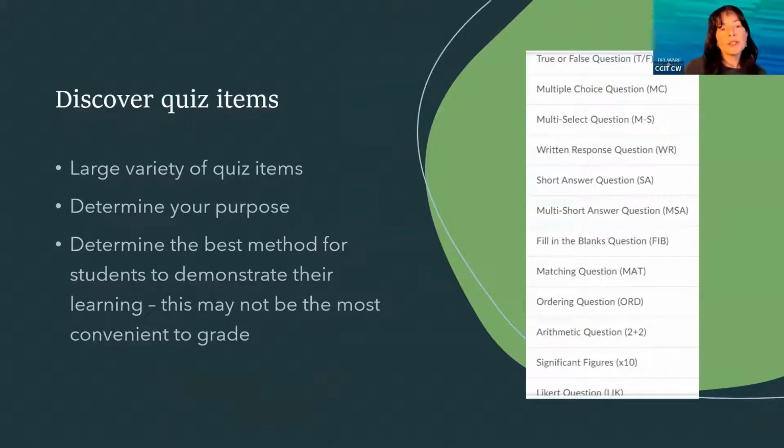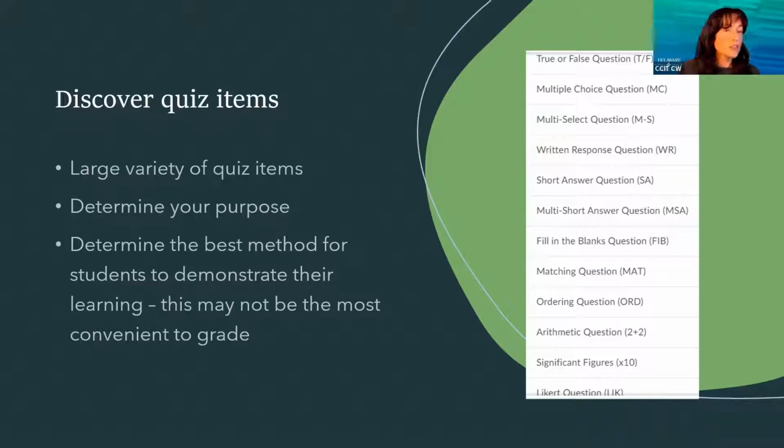So the first thing we want to do is discover the quiz items. There's a large variety of quiz items that are available to you. You can see them in this image here, but for instance, you have your true false, your multiple choice, the ones you might expect, but there are fill in the blanks, matching questions. You can have a wide variety of quiz items.